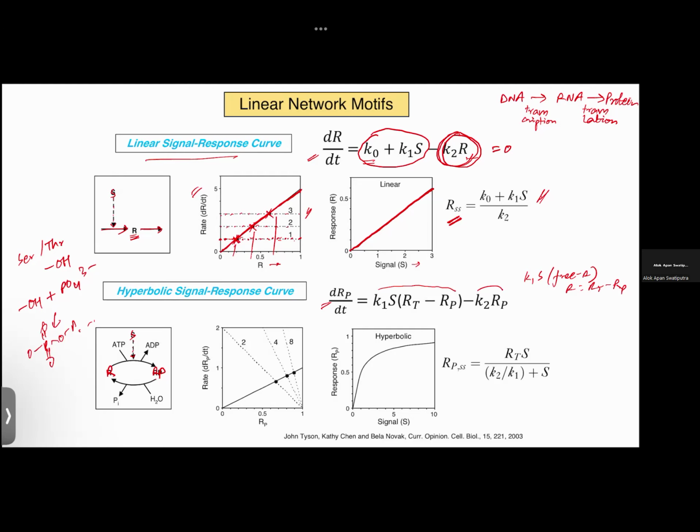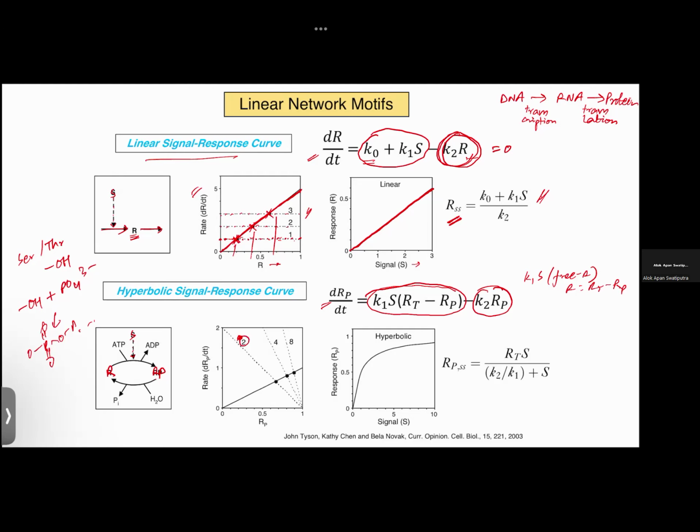So it's K2 times RP. Now, if you want to plot this, if I plot the K2RP portion, again you have this solid black line, which is linear because it's a function of RP. And now your production term, if you take a look at this, will be these dotted lines, right? And as you increase S, the slope will change. So at S equal to 2, you have this particular line. When you put S equal to 4, the slope will increase. When you put S equal to 8, it will further increase.